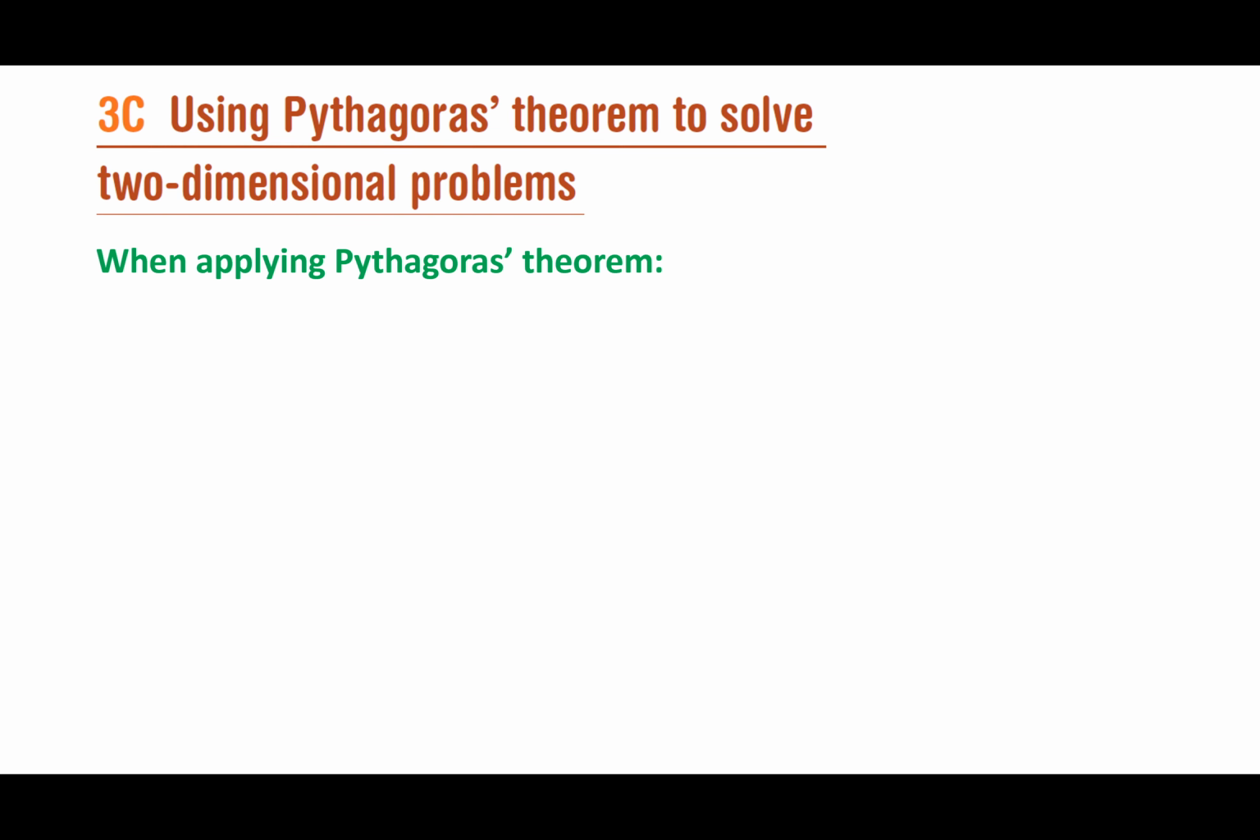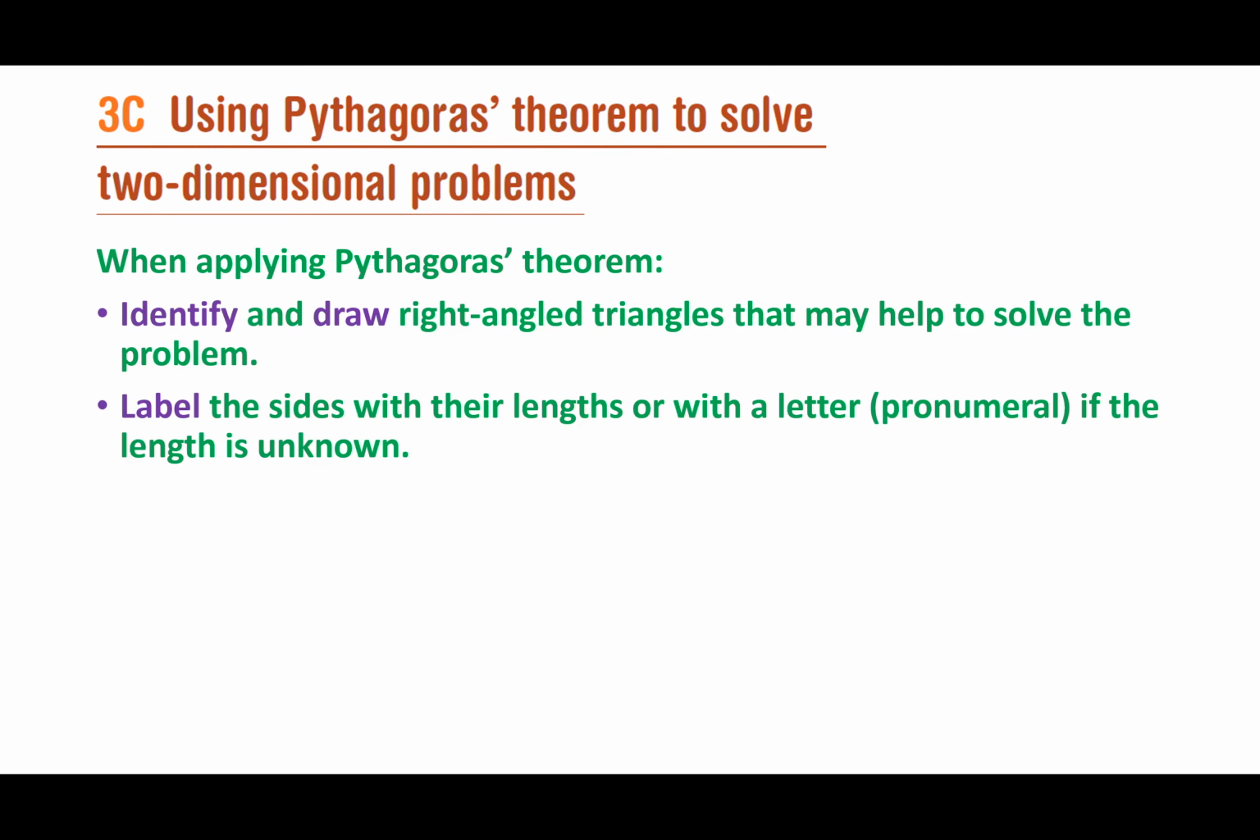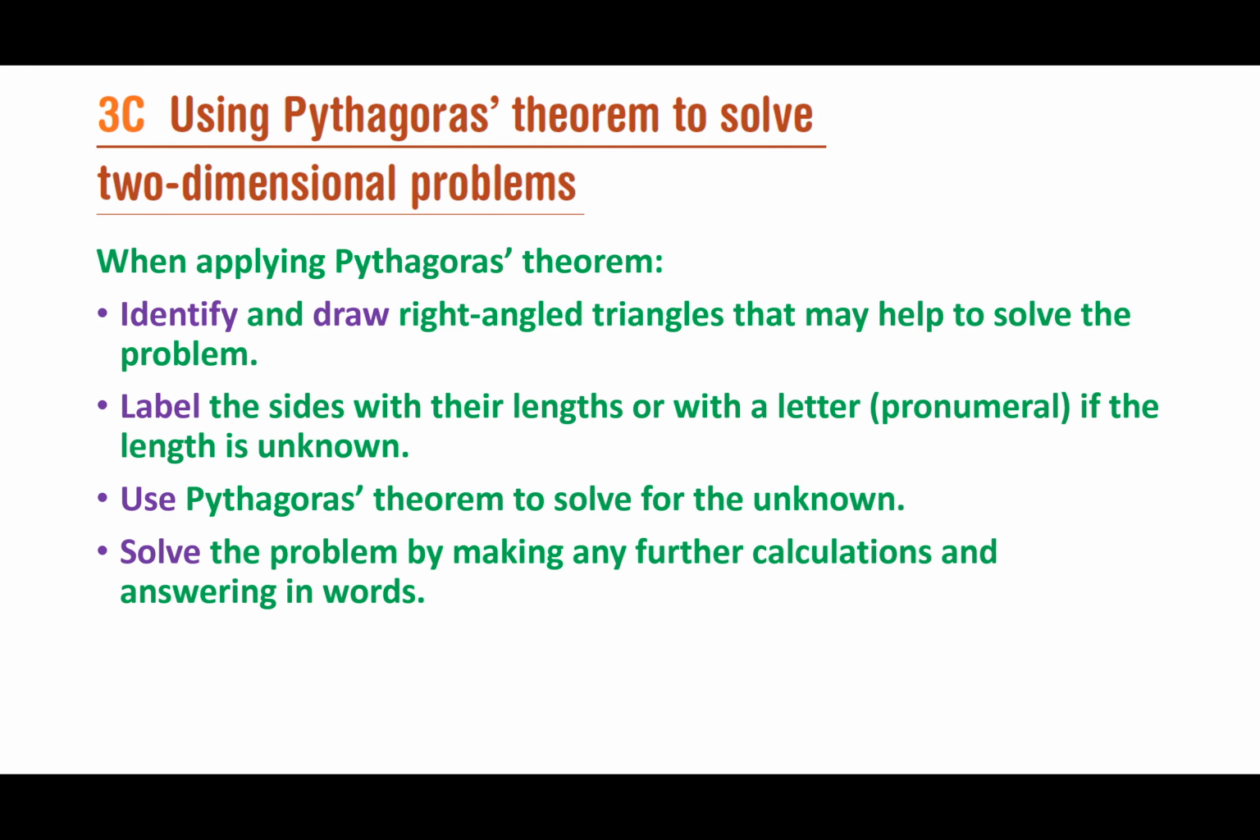Anyway, when applying Pythagoras' theorem, what we're going to do is identify and draw. This big word here is the most important one. Draw right-angled triangles that may help solve the problem. We're then going to label the sides with their lengths or with a letter, a pronumeral, if the length is unknown. Typically the one that we're trying to find, but there might be a step in between that you need to do before you can find the other one. Use Pythagoras' theorem to solve for the unknown. Pretty standard. Solve the problem by making any further calculations and answering in words.